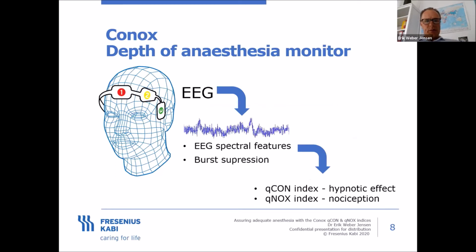The Conox depth of anesthesia monitor applies a sensor with 3 electrodes on the forehead of the patient, where we record the EEG. We then extract the EEG spectral features and burst suppression, an important parameter as well. From that, we derive the qCon index, which is our index of hypnotic effect, and the qNOX, which is the index of the nociception, anti-nociception balance. It's important to explain that both indices are extracted from the same EEG. So from one sensor, we are able to estimate both the hypnotic effect and the nociception balance.